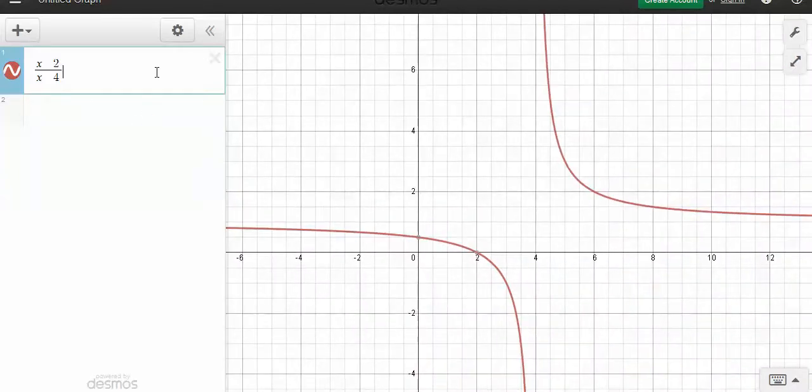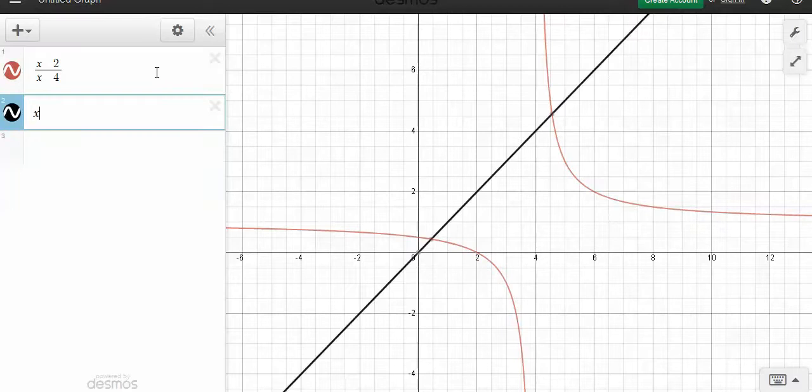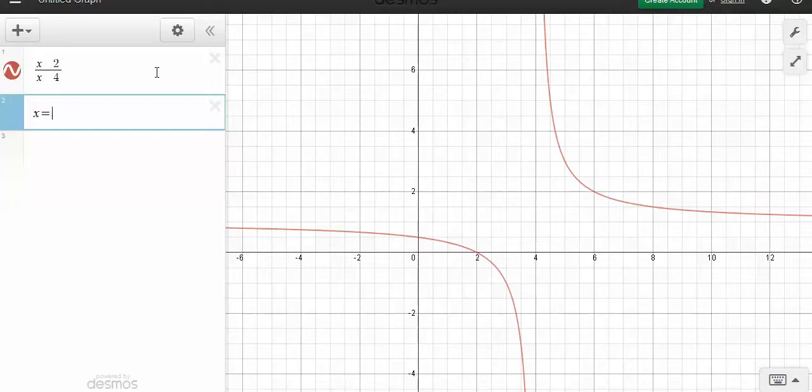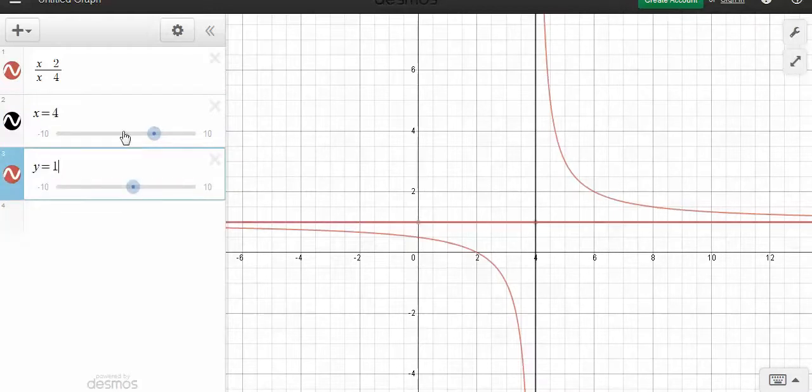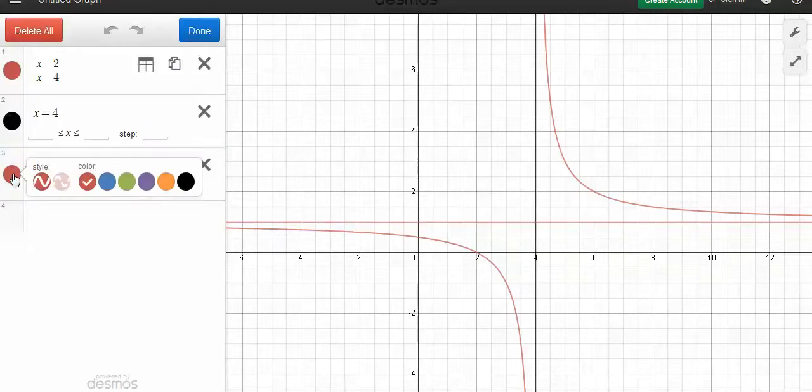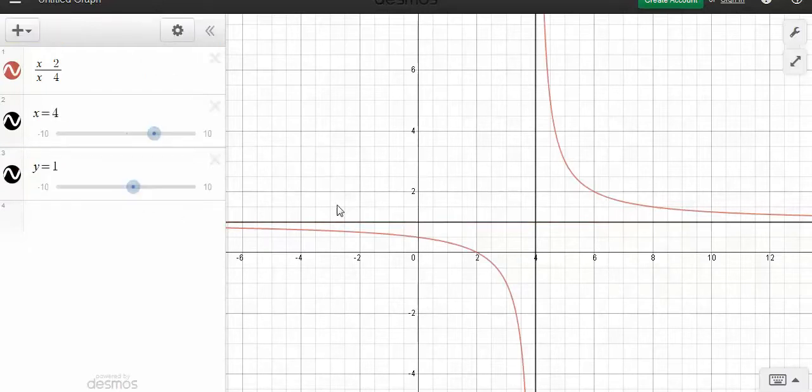You know what? I'll throw those in. A vertical asymptote at x equals 4, and a horizontal asymptote at y equals 1. And you can see that property right there. Let me just change this color. How do I change the color? Yeah, let's try this. There we go. So my horizontal asymptote, my vertical asymptote, and then this is how that graph looks.